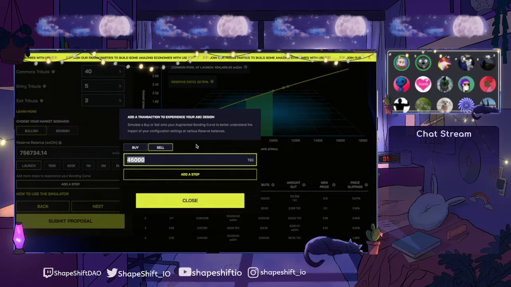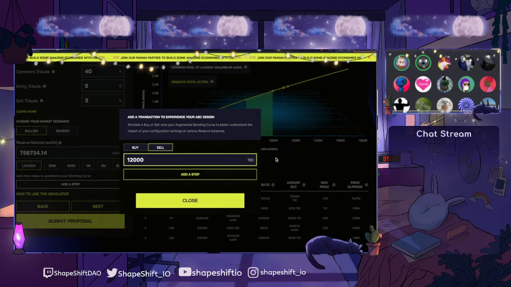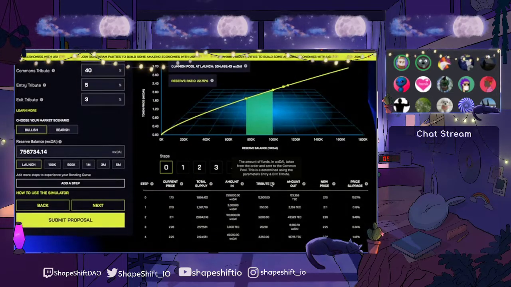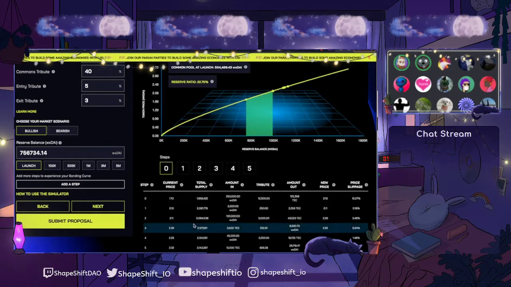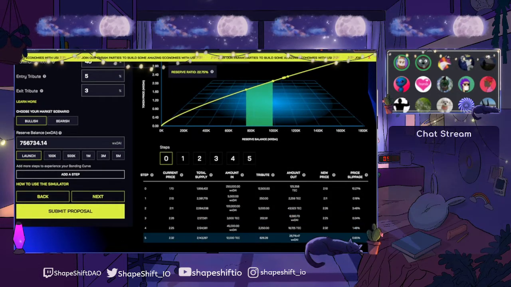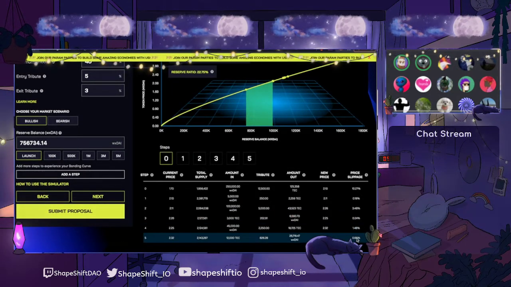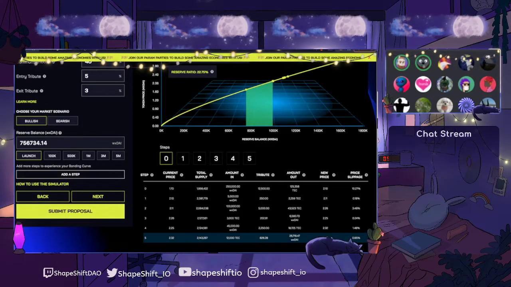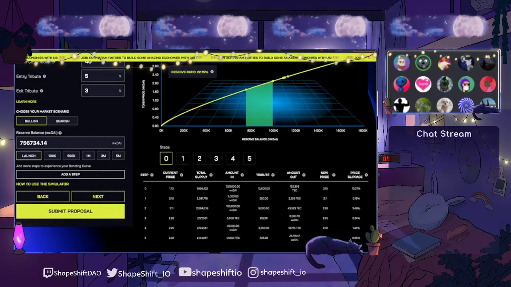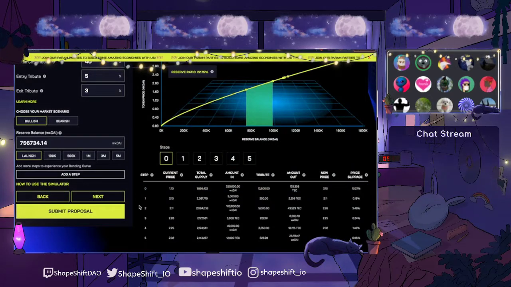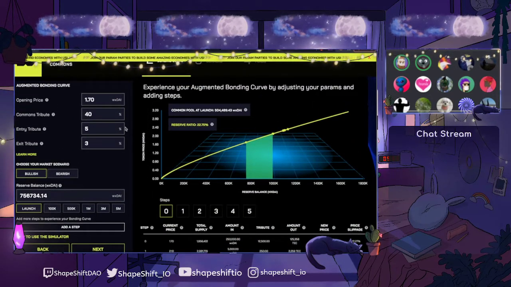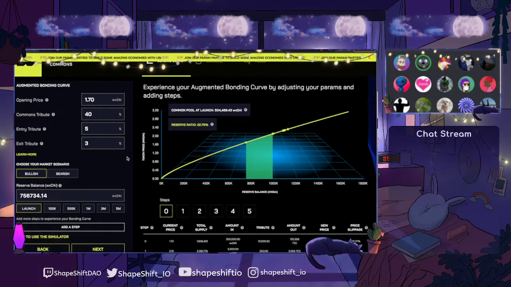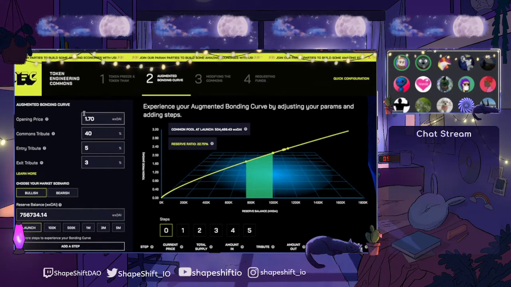Let's say that someone sells 12,000 TEC tokens after this last step. You can actually see how this would affect the price, what the slippage would be, and the new price. So yes, you can use this simulator to help you try out the augmented bonding curve parameters.